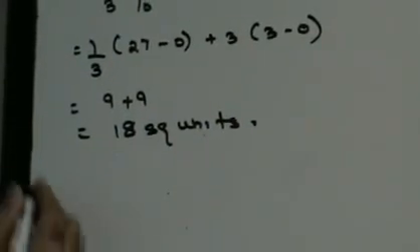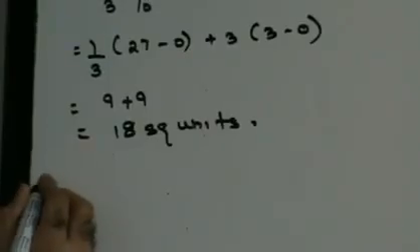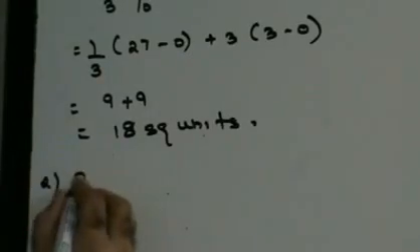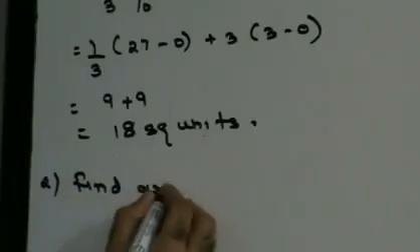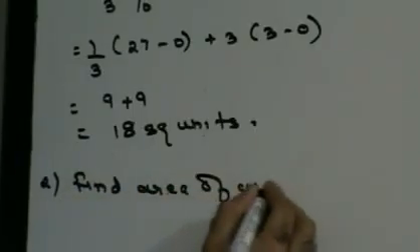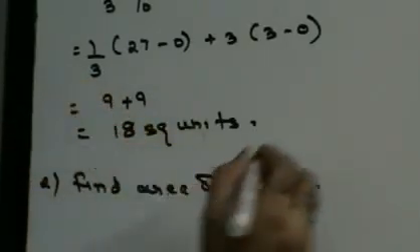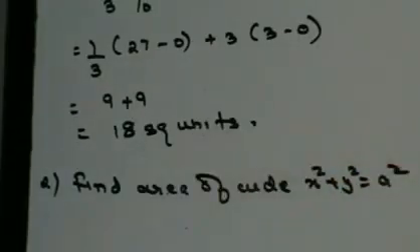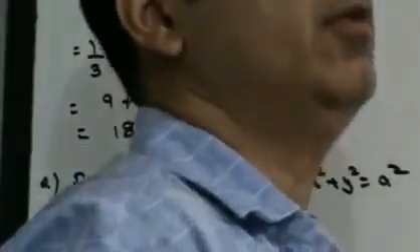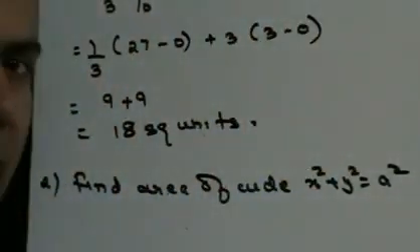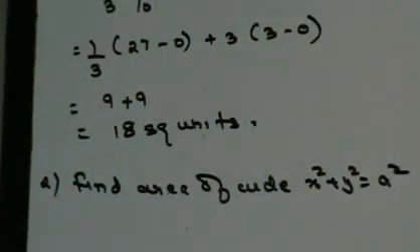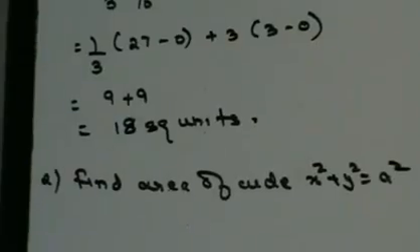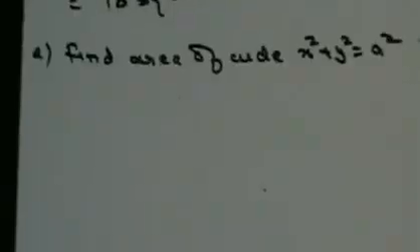Now let's try to find out the area of various figures. Find the area of the circle x square plus y square is equal to a square. Now if the equation of the circle is x square plus y square is equal to a square, that means it has to be a circle with center at the origin 0, 0 and radius equal to a.